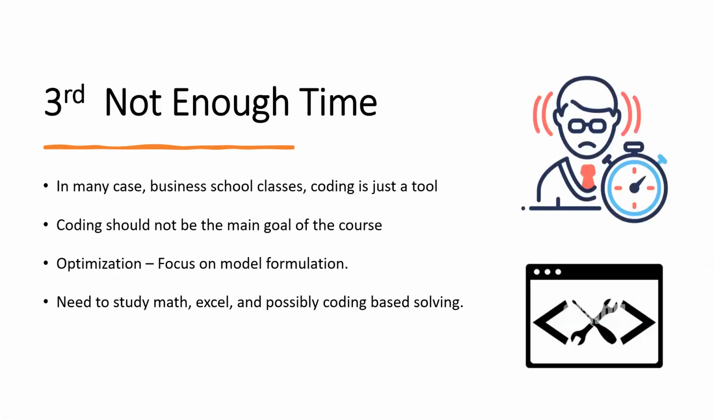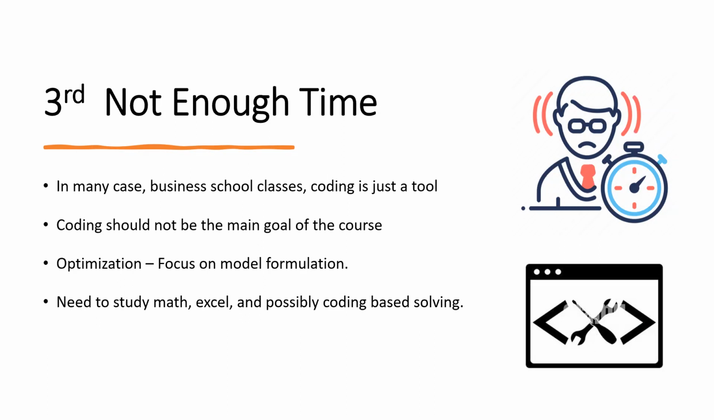And also the third reason is you don't have enough time to teach students coding, and the students don't really have time to study it either. In many business school classes, coding is just a tool. So that's why coding should not be the main goal of the course.